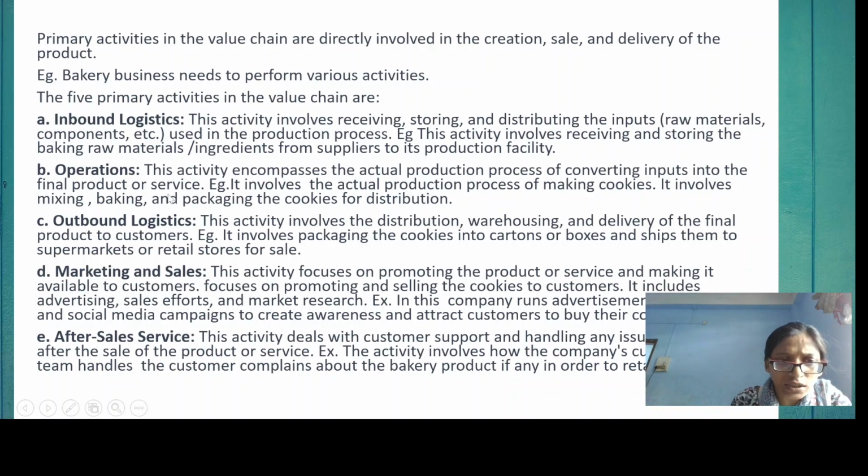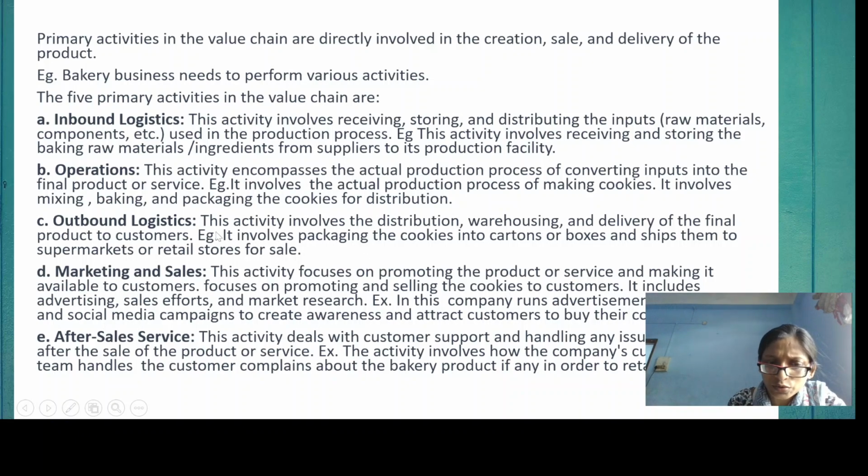So our cake is ready. Outbound logistics. Now we have to look for this activity. This activity involves distribution, warehousing, delivering of the final product to customers. We are ensuring that our products will reach our customer efficiently, and, of course, the right customer.